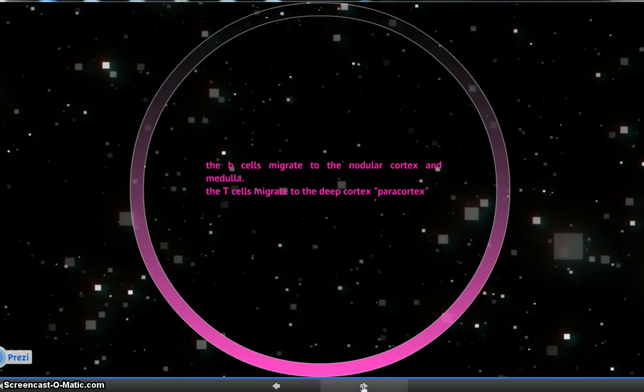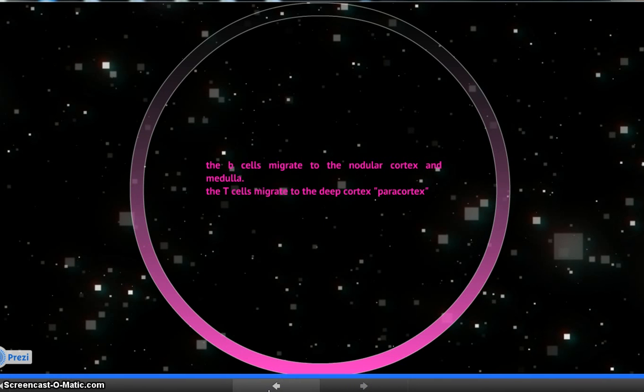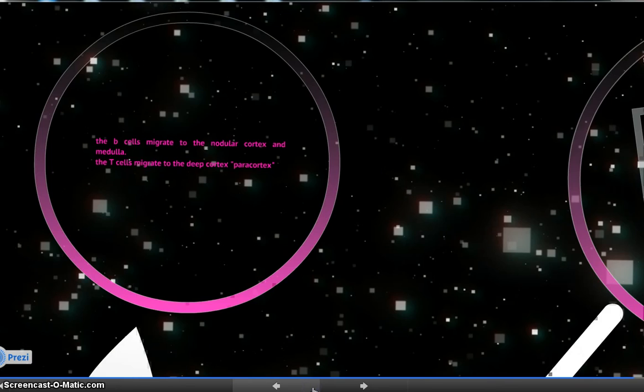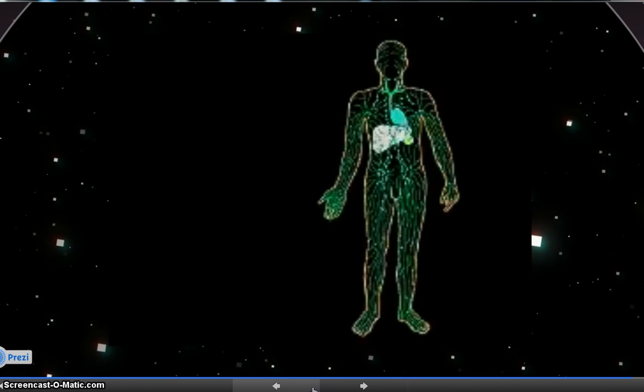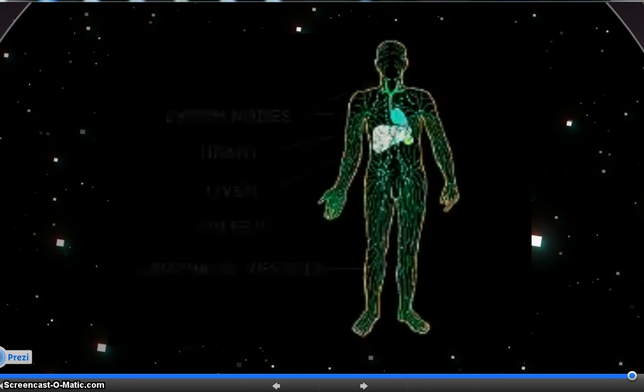The B cells migrate to the nodular cortex and medulla. The T cells migrate to the deep cortex, paracortex. The lymphatic system.